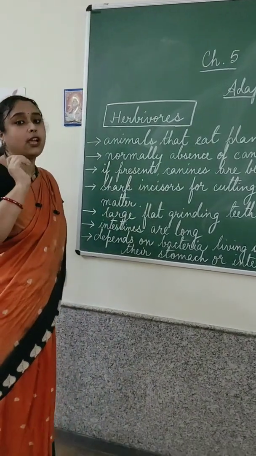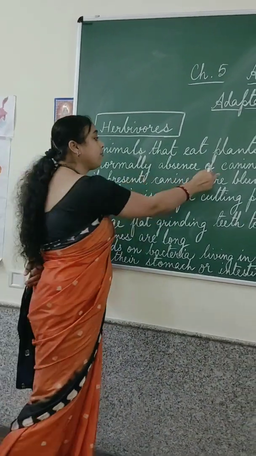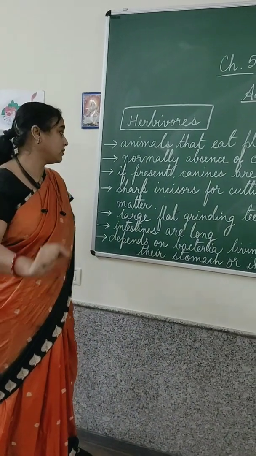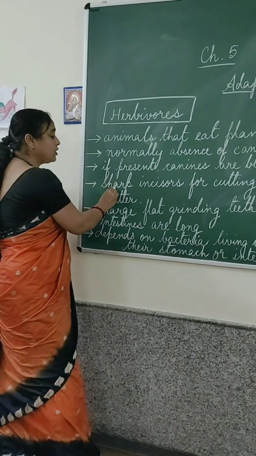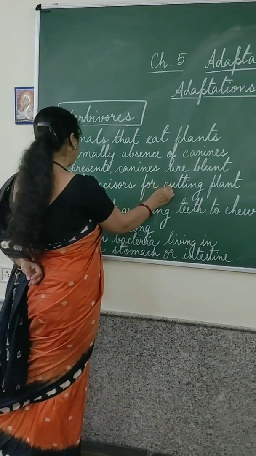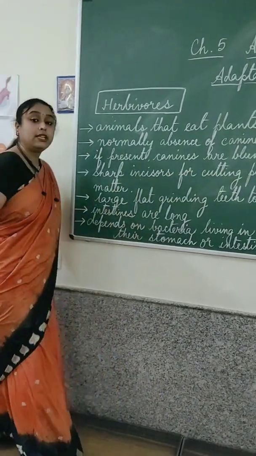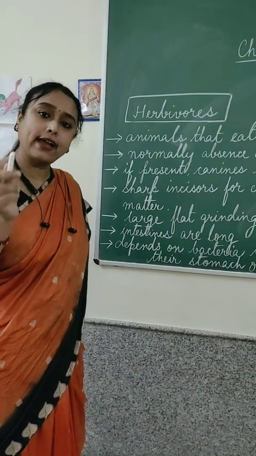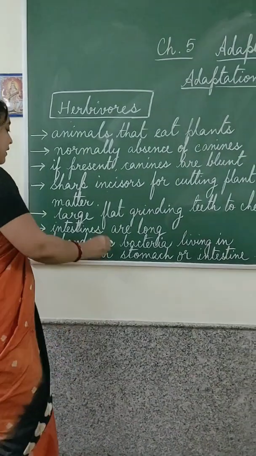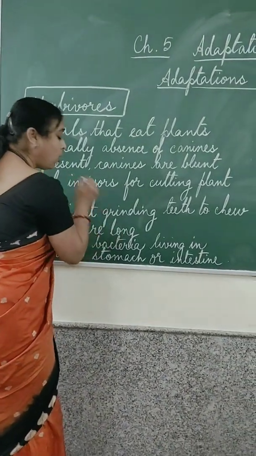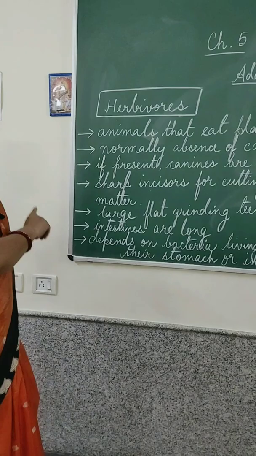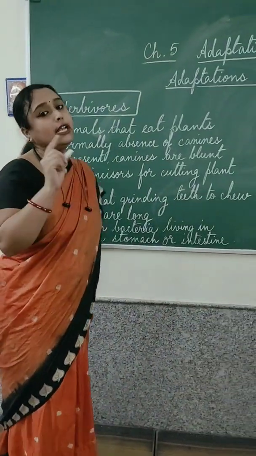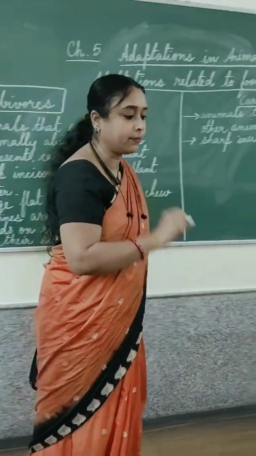They do not tear flesh, so they don't have canines. If they have canines, they are blunt. Herbivores have sharp incisors for cutting plant matter. They have large grinding teeth, that is, molars and premolars. Their intestines are very long. They depend on bacteria living in their stomach or intestine for digestion.